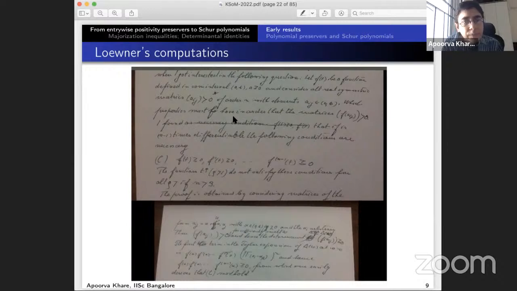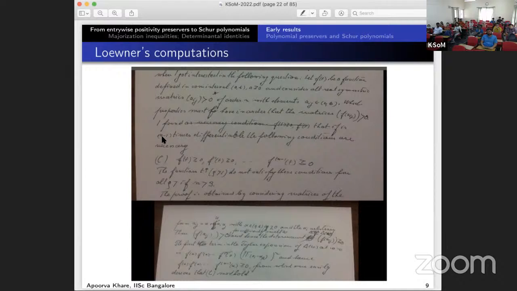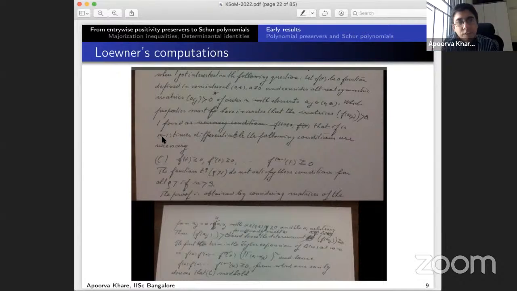Which properties must F have in order that the matrices F of Aij, applied entry-wise, preserve positivity? So he was interested in this for reasons of Schlicht functions, or univalent functions, and Bieberbach's conjecture. He believed it would help him make some progress, and he did have some results along those lines before, of course, de Branges just proved it.